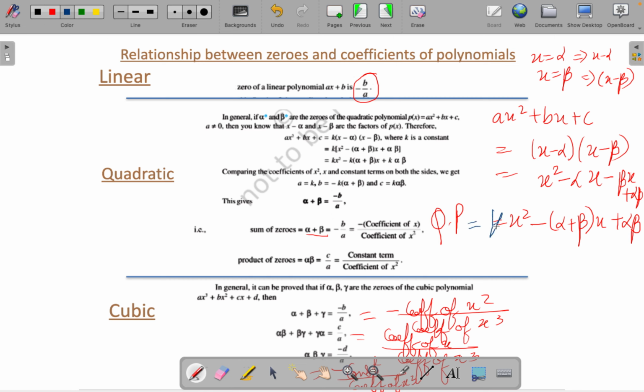You should know why this k is written, where it is obvious that k cannot be equal to 0, क्योंकि अगर k 0 हो गया तो quadratic equation बनेगी ही नहीं. और ये k का significance क्या है, check करिए children.